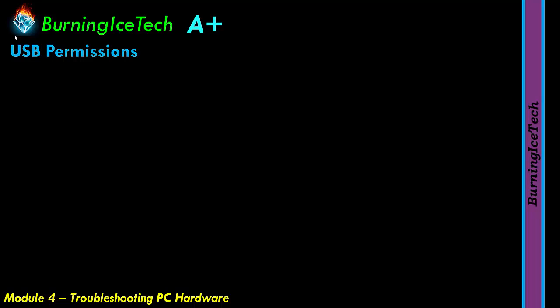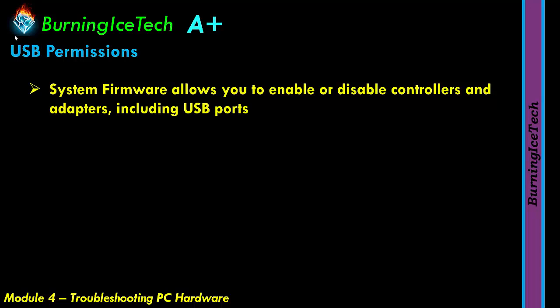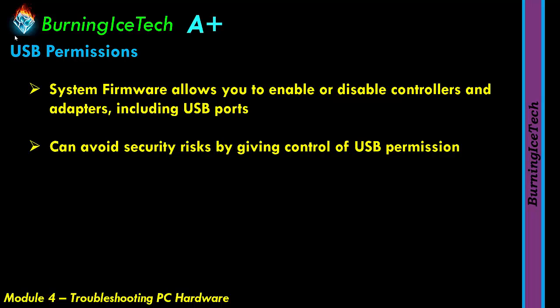Some companies do that as a way of stopping their people from trying to steal information from the company. It's not the best way, in my opinion, so it's kind of silly, but yeah, some companies still do that. So with regards to USB permissions, guys, we can say system firmware allows you, the administrator, to enable or disable controllers and adapters, including USB ports. So it's not limited to USB ports, but that's probably why you're going to go in there. If need be, you can enable or disable a controller or two, an adapter or two, but the more likely one here, guys, is probably going to be the USB ports. You can also avoid security risks by taking control of USB permissions. If you really want to, you can do that too.